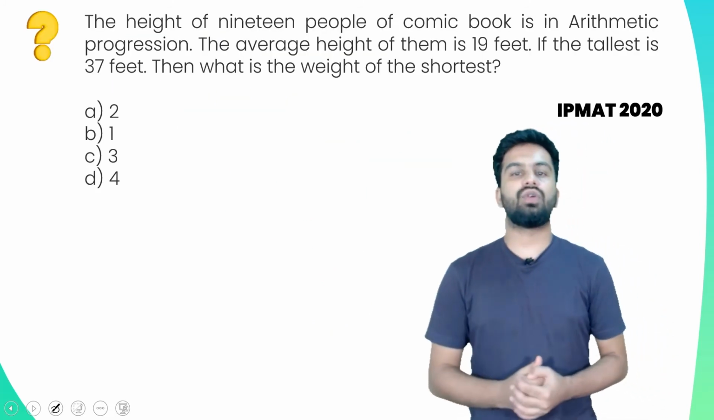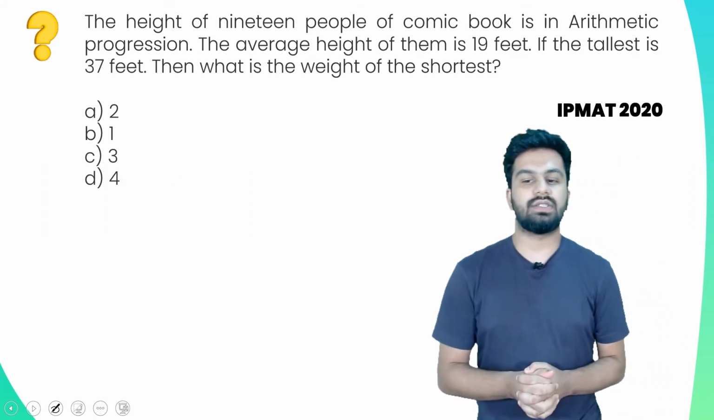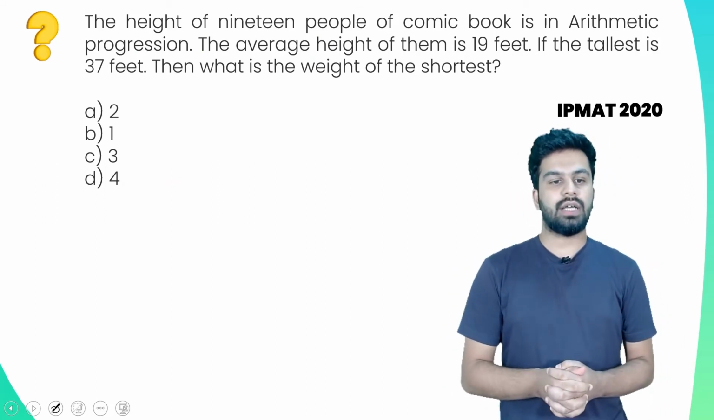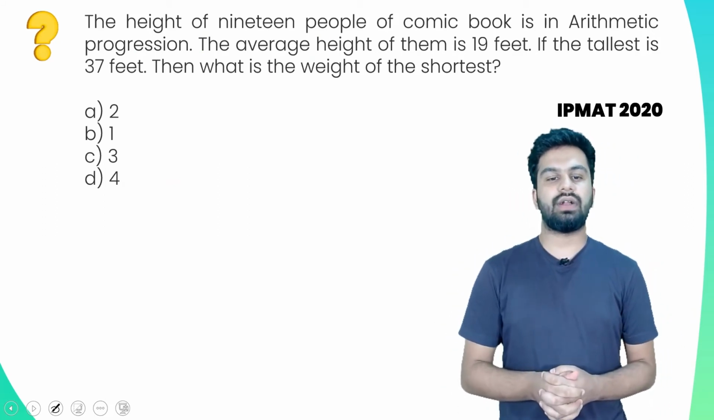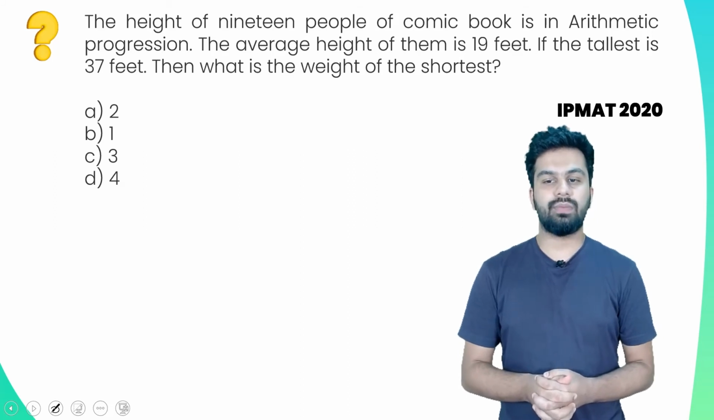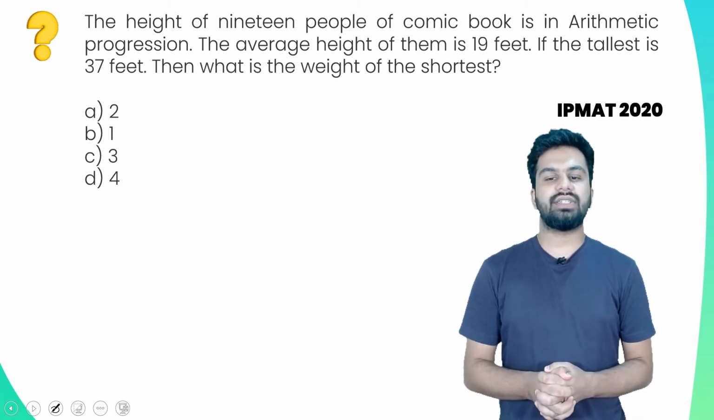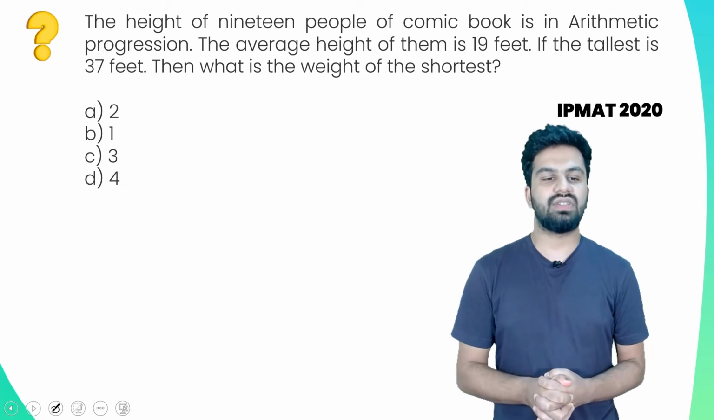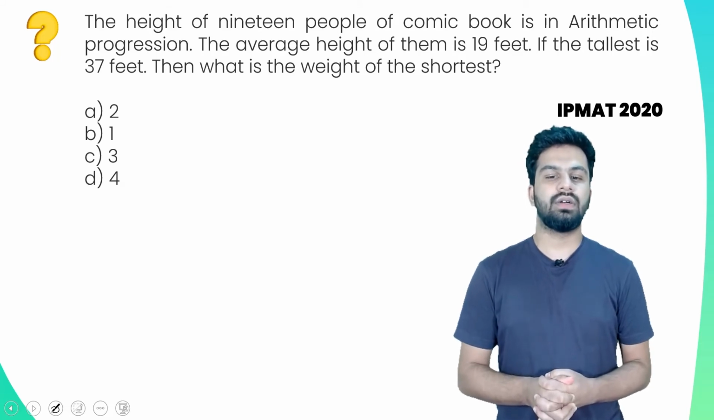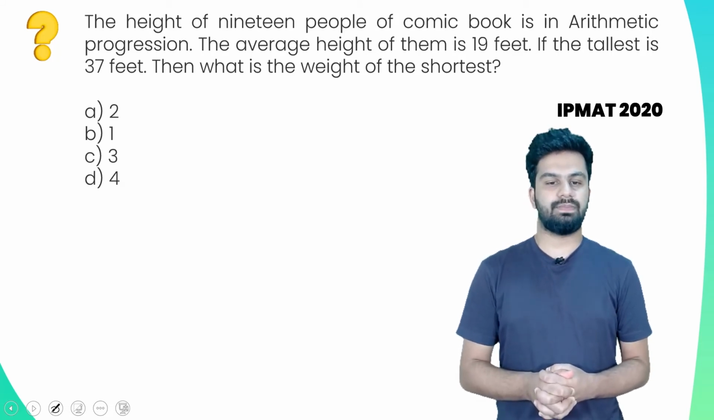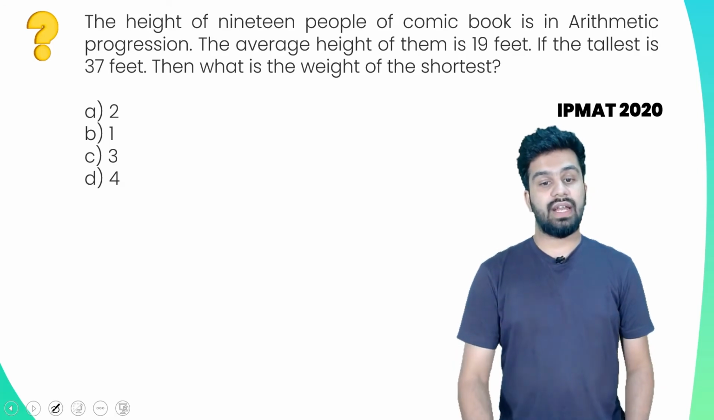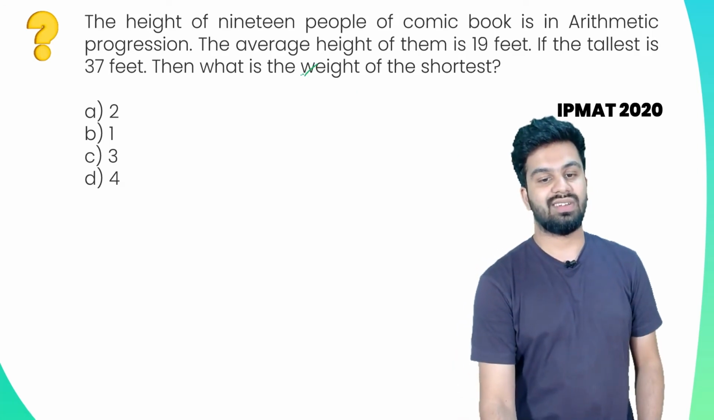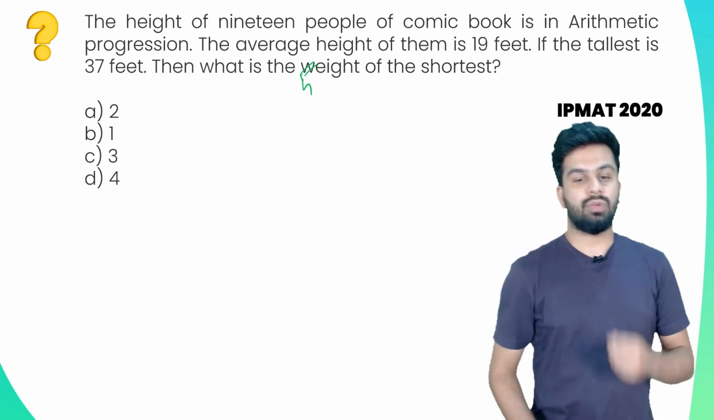Okay, now let's move on to the last problem. This was asked in IPMAT 2020 and the question asked: the height of 19 people of a comic book is in arithmetic progression. The average height of them is 19 feet. If the tallest is 37, then what is the weight of the shortest എന്നാണ് ക്വസ്റ്റ്യനിൽ ചോദിച്ചിരിക്കുന്നത്. So what is the weight alla, what is the height of the shortest? There is a small error in the question.